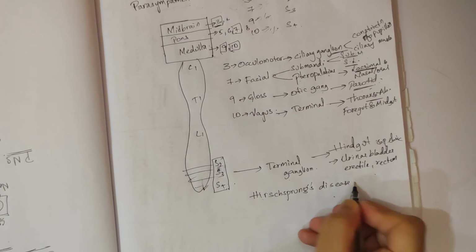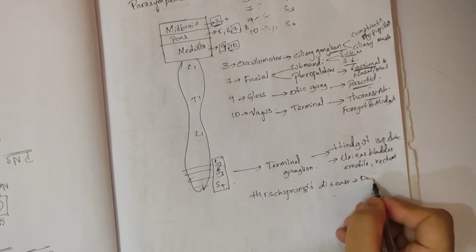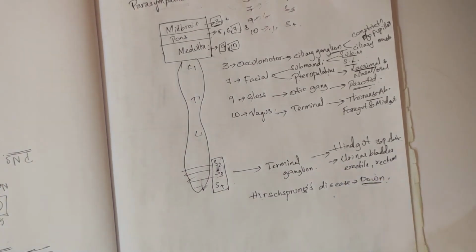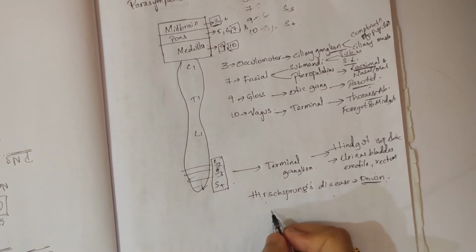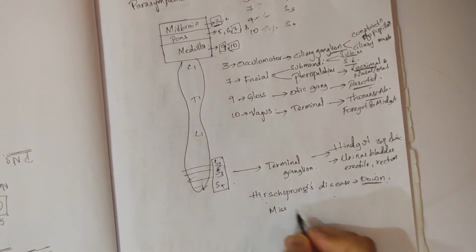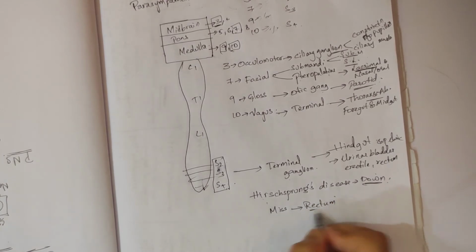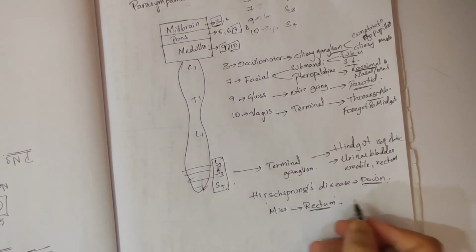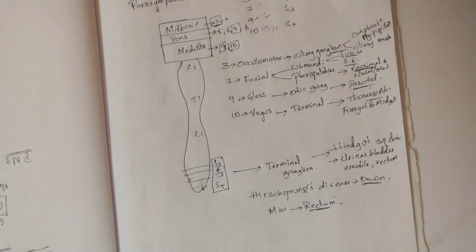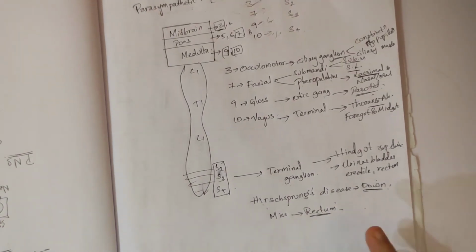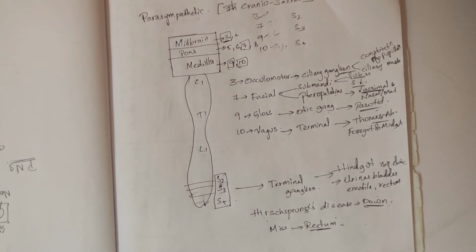This is mainly seen in Down syndrome patients, and this results due to the missing of the terminal ganglia in the wall of the rectum, so that infants cannot pass the meconium. Yeah, that's it. And next, coming into the parasympathetic nervous system.